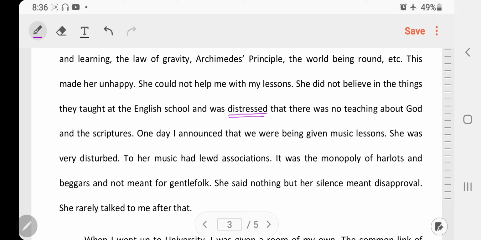One day I announced that we were being given music lessons. Now this was like a bomb going off in the house. One day when this child went home, Dadima asked what was taught. He said they were taught a music lesson. She was very disturbed. Dadima became very much disturbed. To her, music had lewd association.